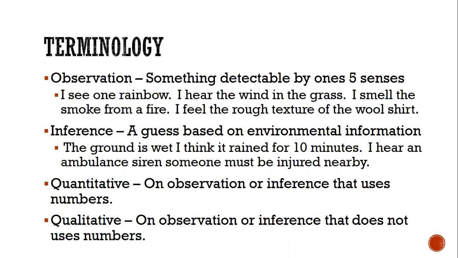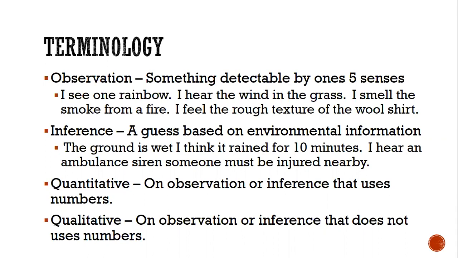Quantitative. Quantitative is an observation or inference that uses numbers. For example, I observe 3 birds on a railing. Inference. I infer that that man had 20 ounces of coffee because that's how much it looks like he has on his shirt.